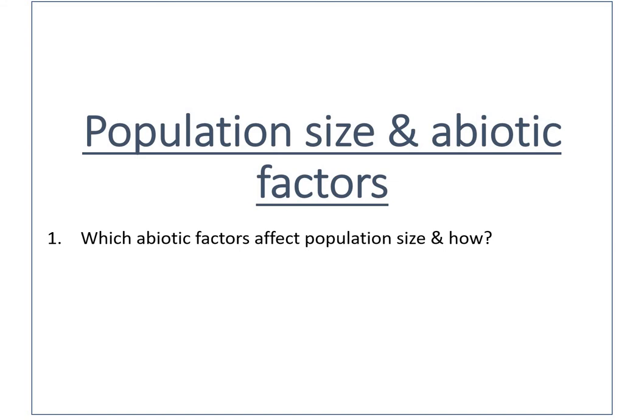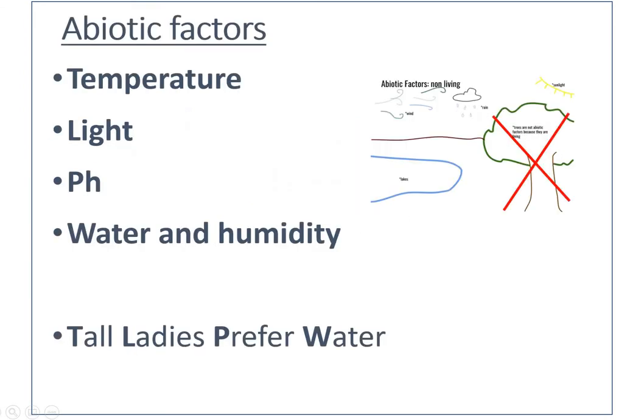Population size and abiotic factors. Which abiotic factors affect population size and how? So the abiotic factors that most commonly affect the population size are temperature, light, pH, water and humidity. As a little acronym, you can remember: tall ladies prefer water. Temperature, light, pH, water and humidity.